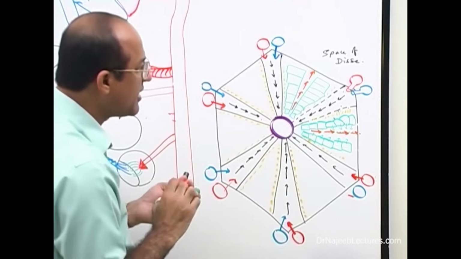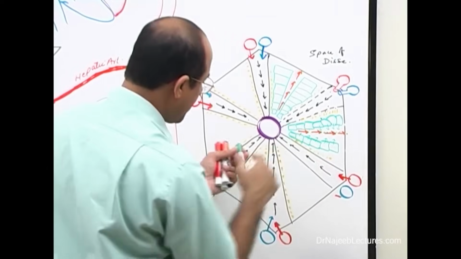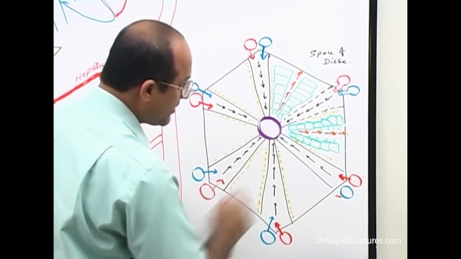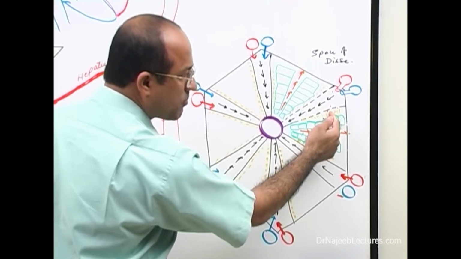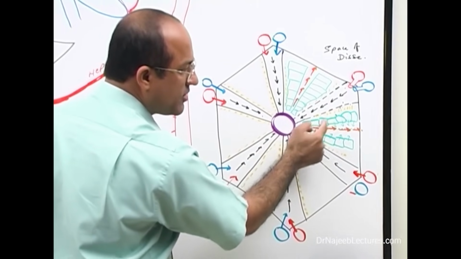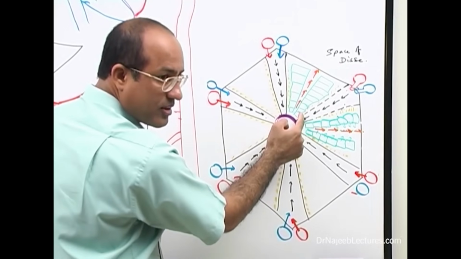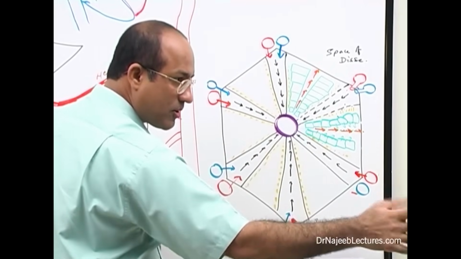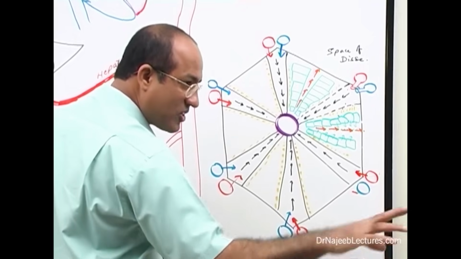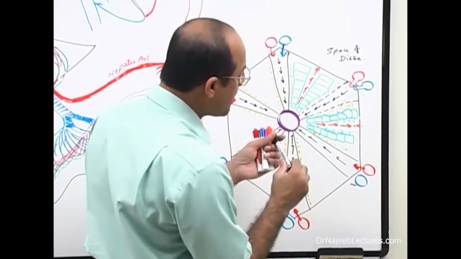In the same way, look, in the space of Disse, the plasma fluid which is coming is having some exchanges with the, what is this? Hepatocytes. Then that plasma is going back. Are you understanding me? Or am I teaching myself? You understand it? That's good. You're not sleepy. Right?